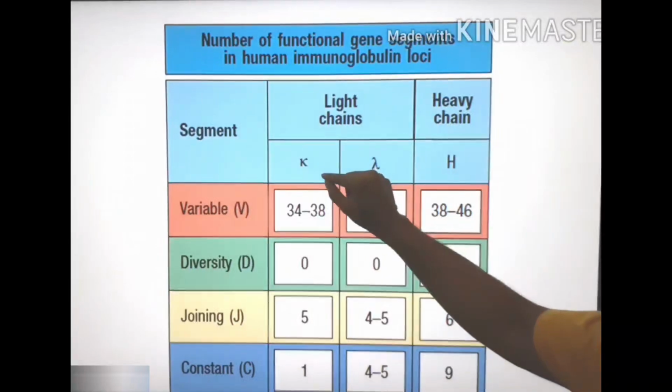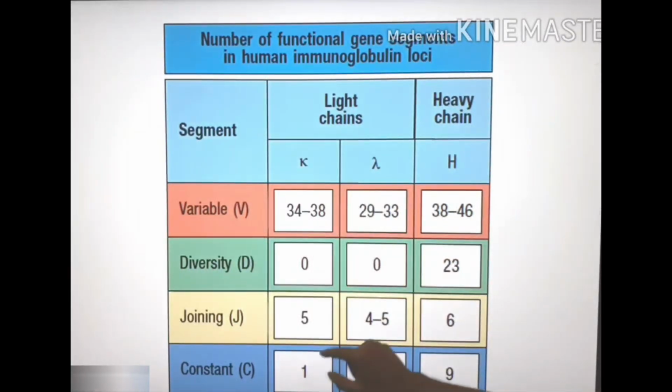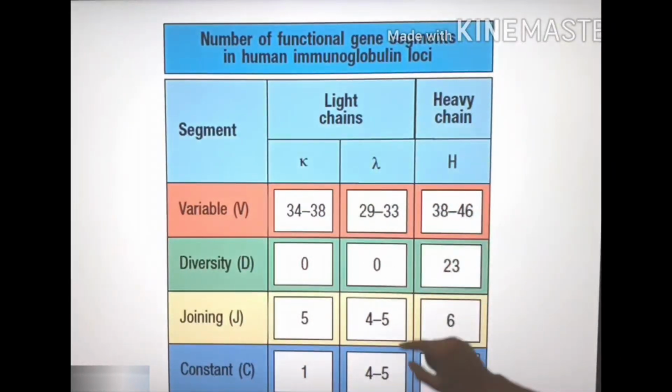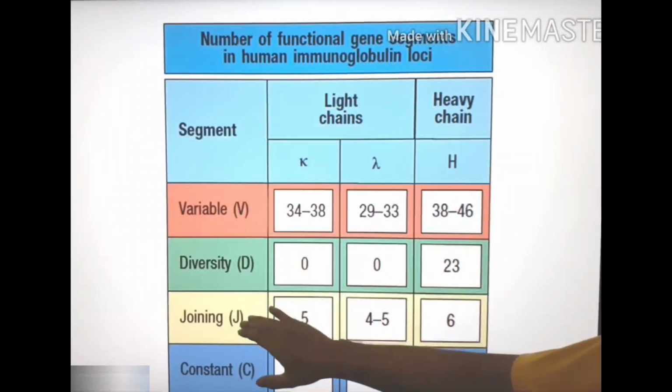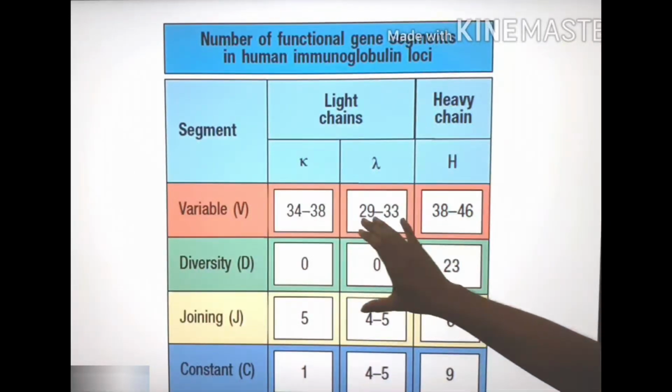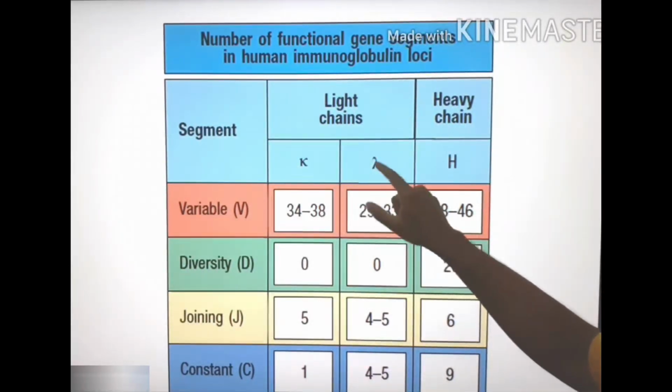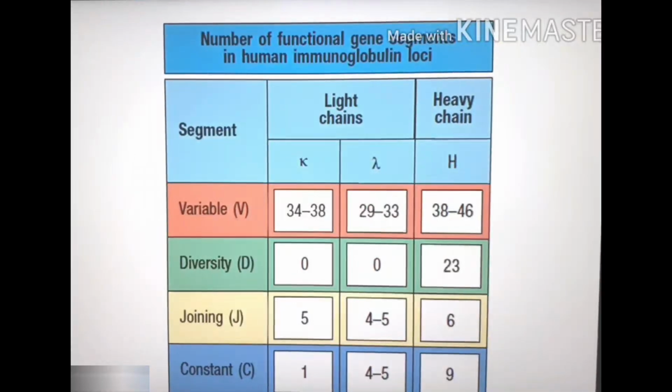So in case of kappa, the constant region is 1, for lambda 4 to 5, and for heavy it is 9. So these variable, diversity and joining region gene segments are present in many numbers in case of kappa, lambda, light chain and heavy chain. So this diverse number of gene segments actually helps in the combinatorial diversity to generate a more diverse set of antigen receptors, or in case of the antibody production.